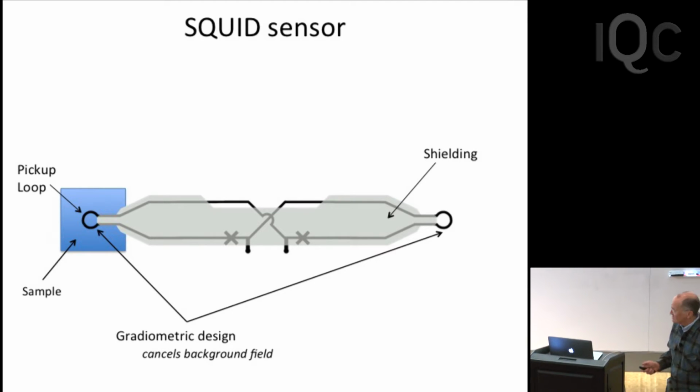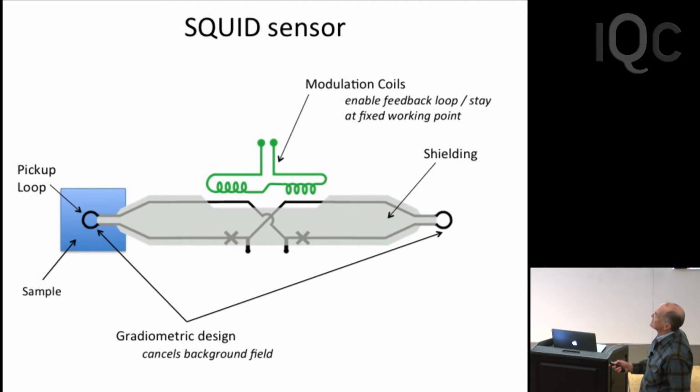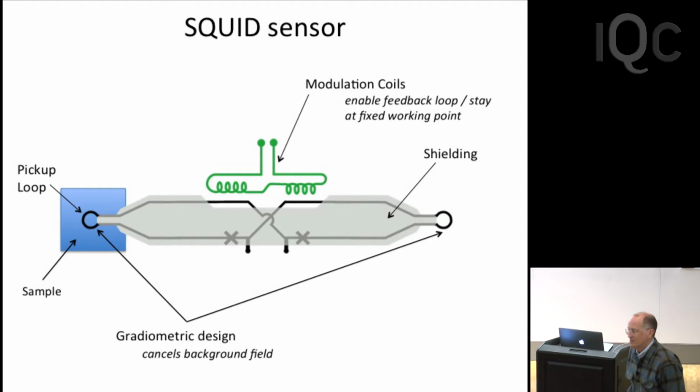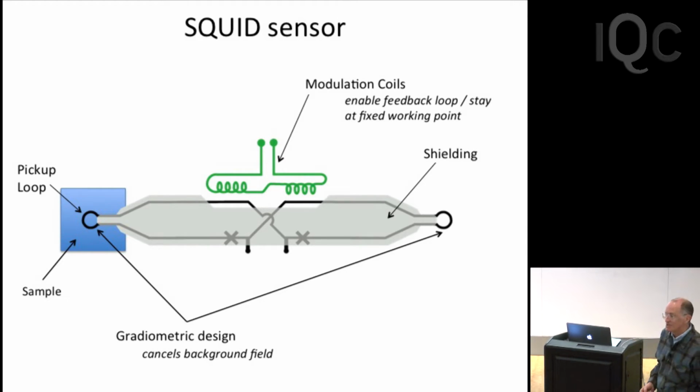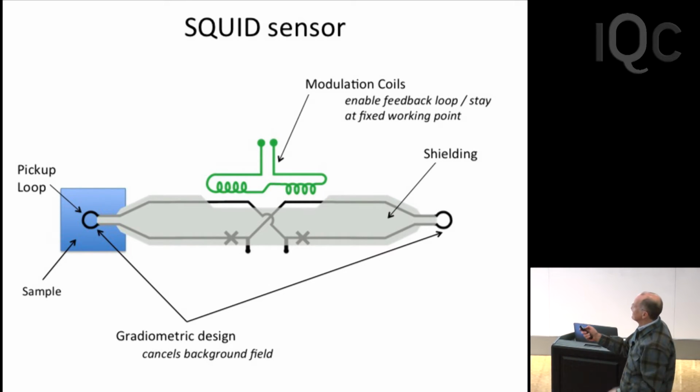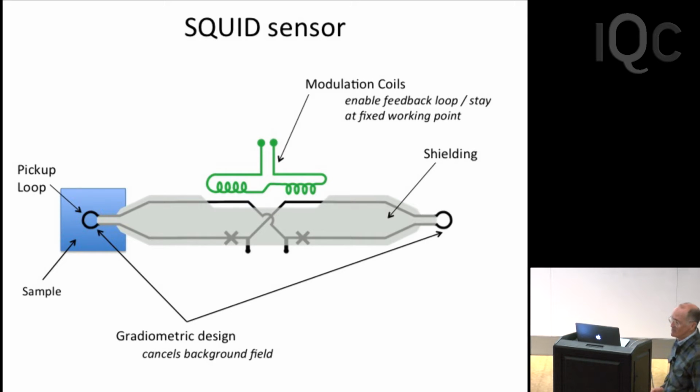And then we also add a modulation coil. The characteristics of the SQUID are sinusoidal in the flux. We bias it using this modulation coil, so we're on the steepest part of the response curve, and this maximizes the sensitivity. It also allows us to use a flux feedback scheme which linearizes things, so that we have a very good idea of how much flux is passing through the SQUID.